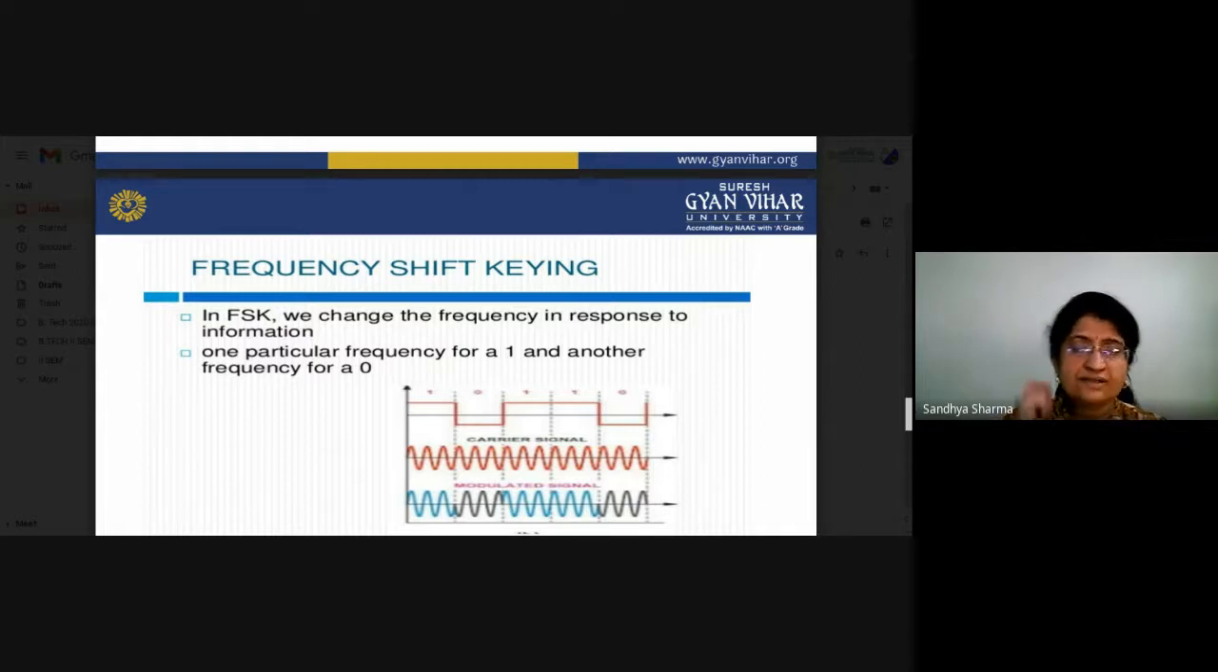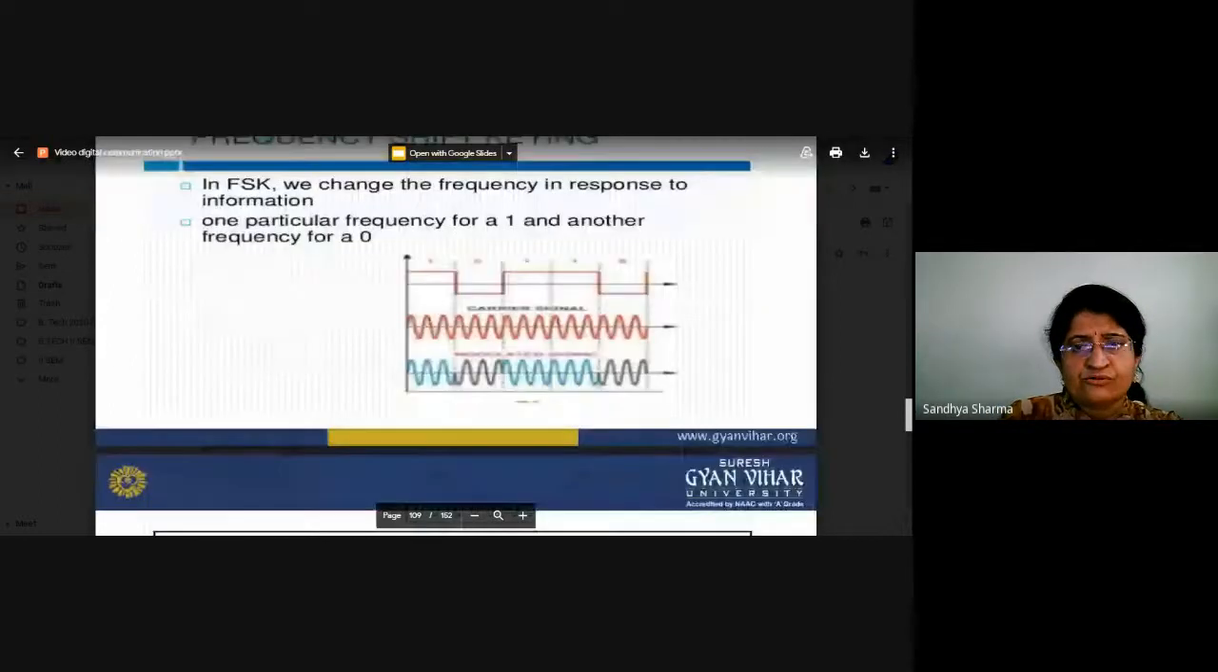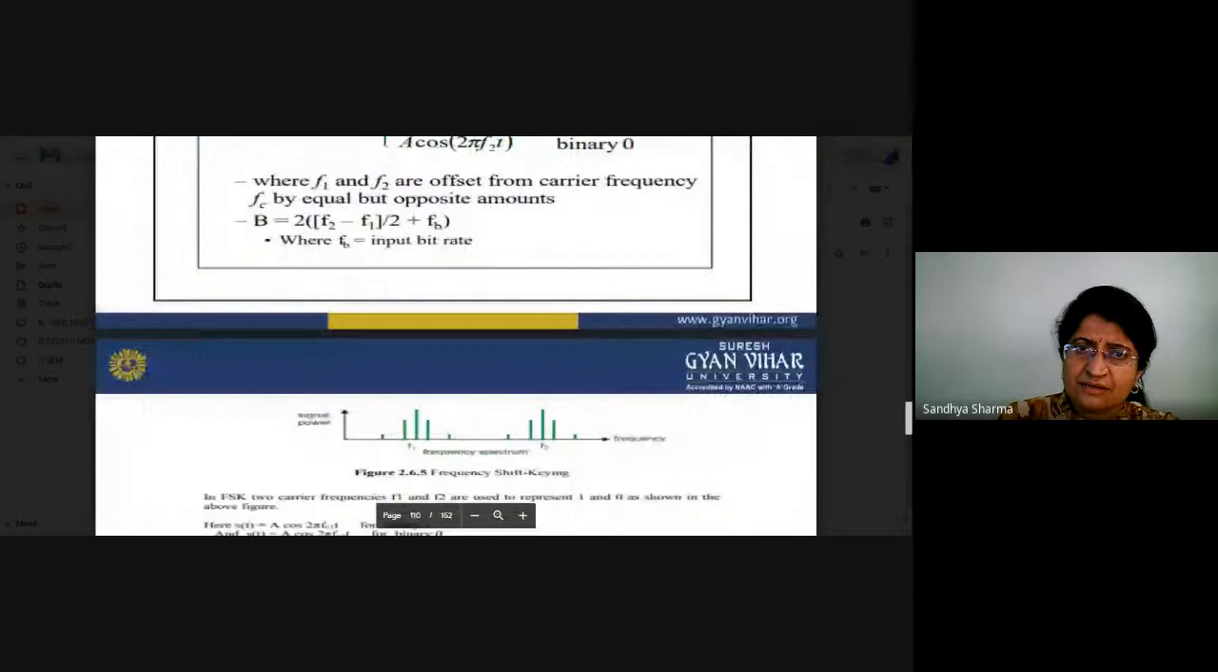So here this is the case. If you have 1010, then you transmit a one through a carrier signal, and when there is again a different signal, there is a change in frequency. That basically depends on the type of signal. The diagram is not the main point here; these are the basic equations.